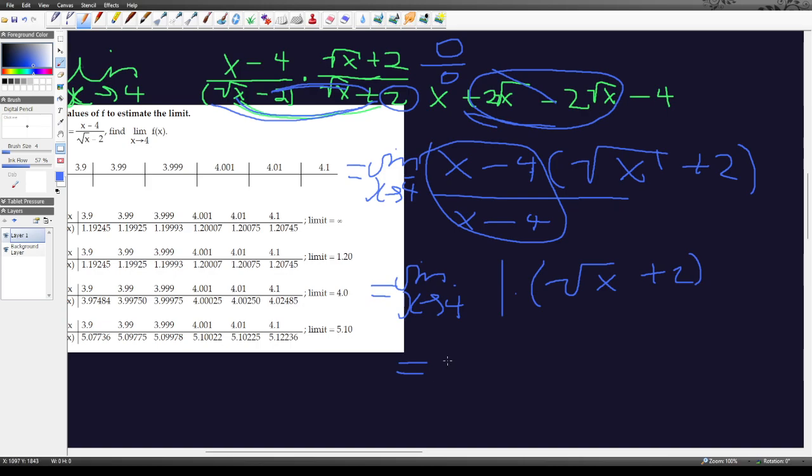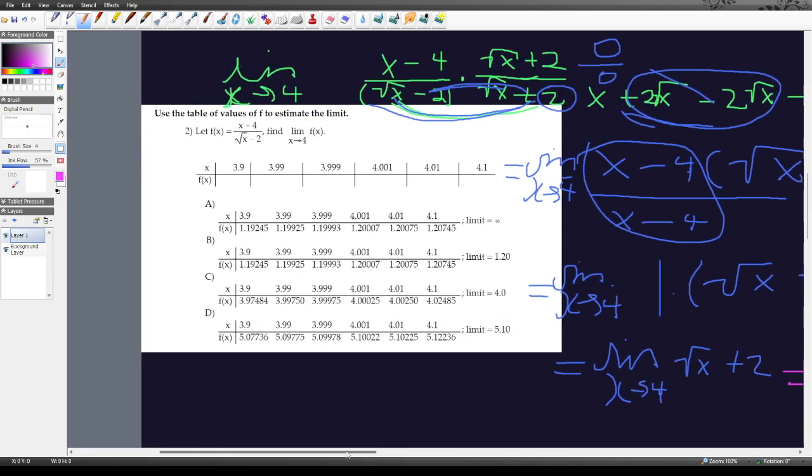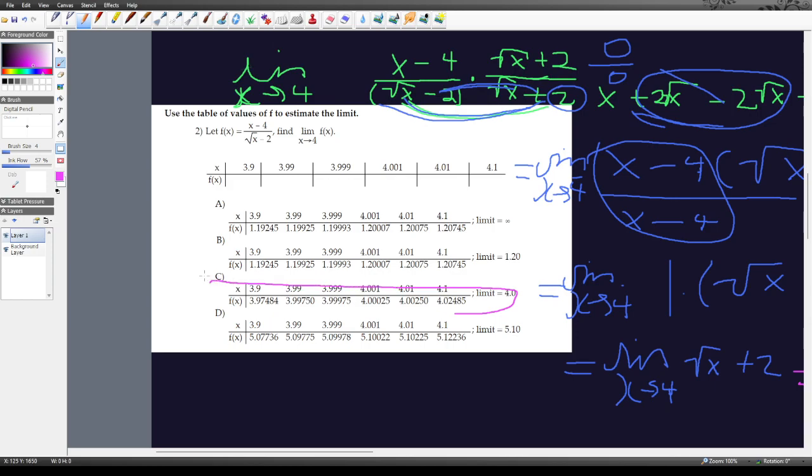So what's the limit of f of x, which is 4. f of x is represented by this function. We can substitute it. I'm just going to do it here in my work. Square root of 4 is equal to 2, and 2 plus 2 is equal to 4. So it's going to be 4. And your only answer choice with 4 would have been C.